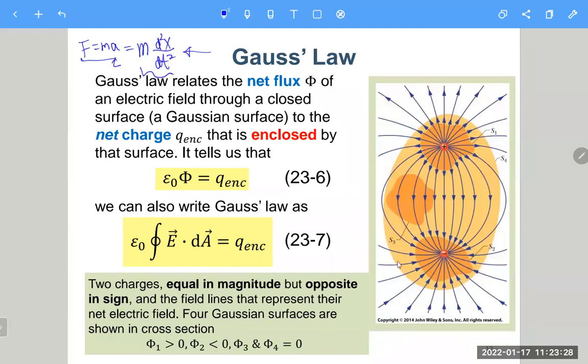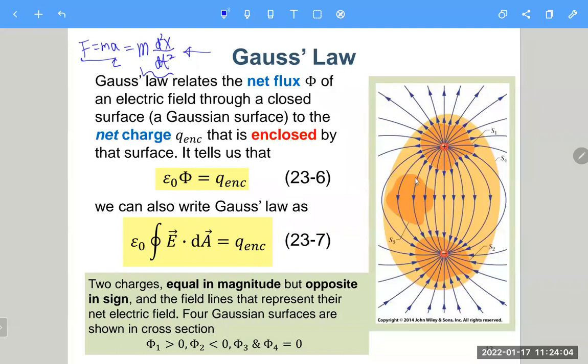And here we have phi3. S3 is this one, which encloses nothing. Both the positive and negative charge are outside of this S3. So Q enclosed for S3 is 0. Epsilon naught is a positive value, so this one should be 0, so that the left side and right side equal each other. So you can simply imagine that the integration of E dot dA for this one is 0.